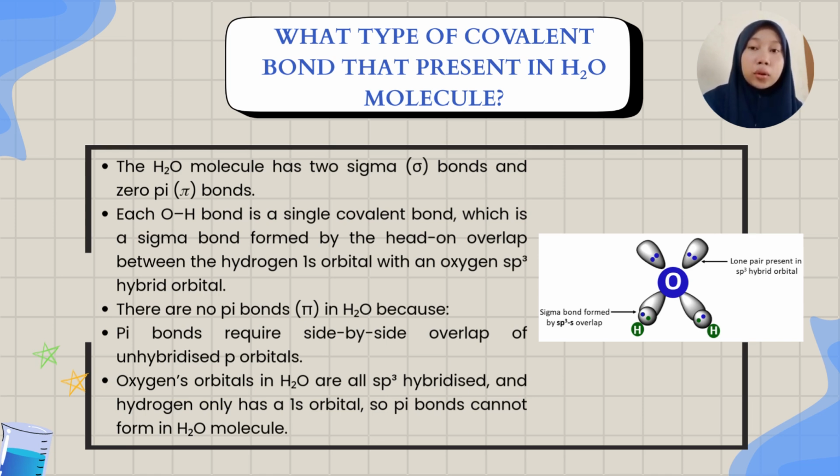There are no pi bonds in H2O because pi bonds require side-by-side overlap of unhybridized p orbitals. Oxygen orbitals in H2O are all sp3 hybrid, and hydrogen only has a 1s orbital, so pi bonds cannot form in the H2O molecule.